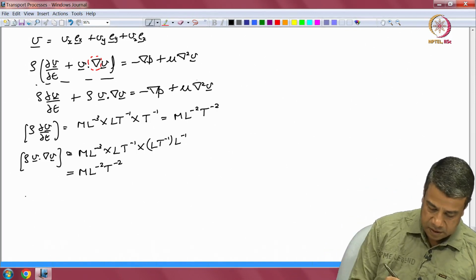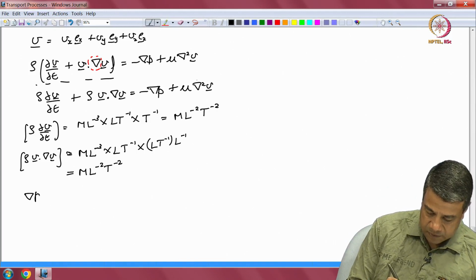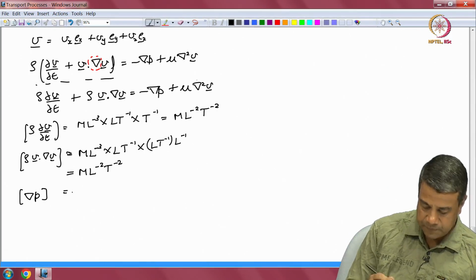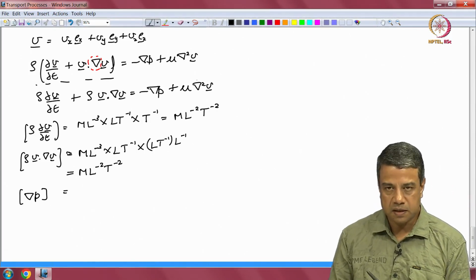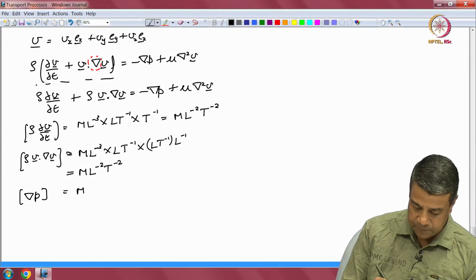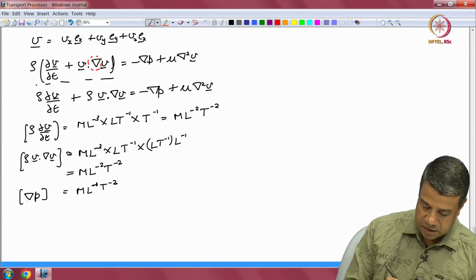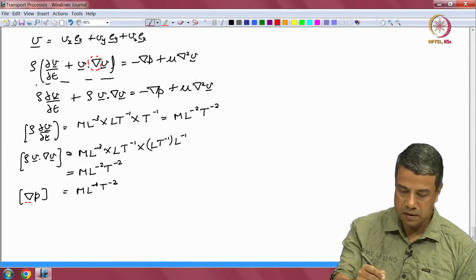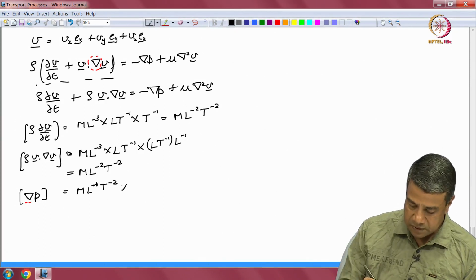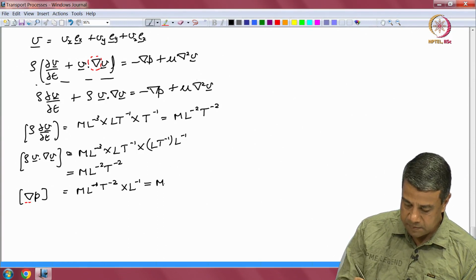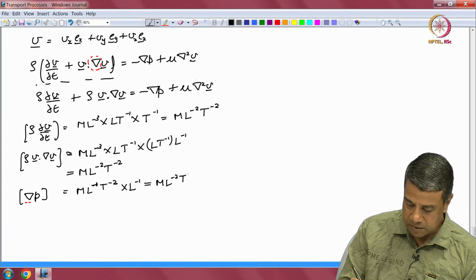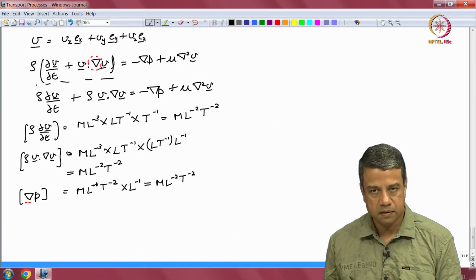On the right side, gradient of the pressure. Pressure has dimension of m L inverse t power minus 2, and this gradient is a derivative with respect to length. So, therefore, this has dimensions of L inverse. This is the same as m L power minus 2 t power minus 2.